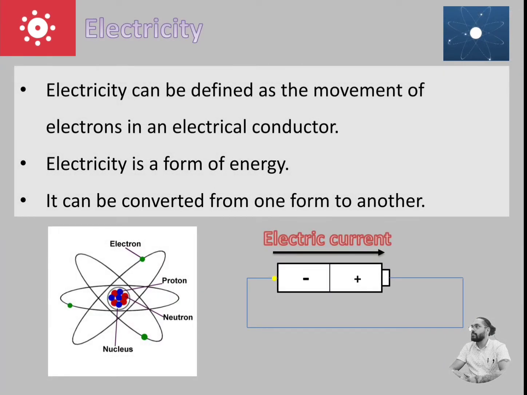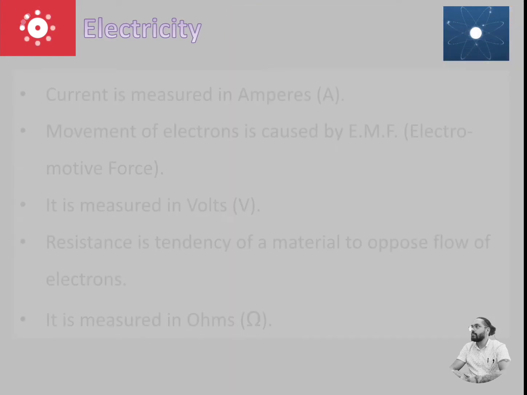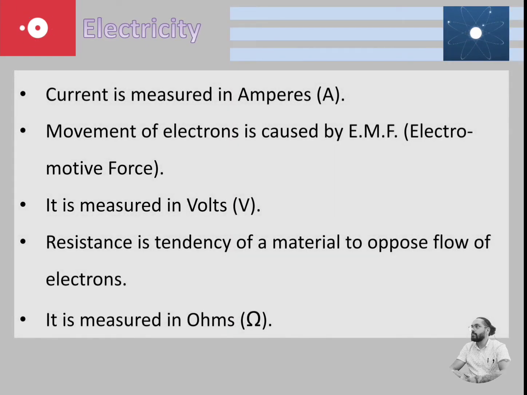So electricity can be defined as the movement of electrons in an electrical conductor. Electricity is a form of energy and it can be converted from one form to another. The flow of electric current is from the negative to the positive poles. Current is measured in amperes.